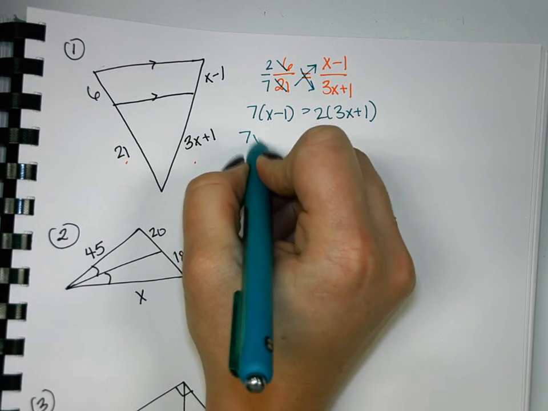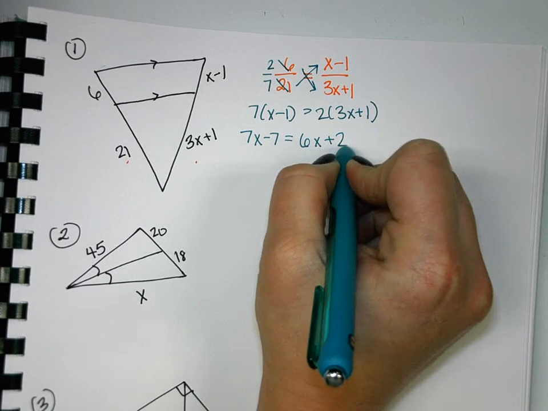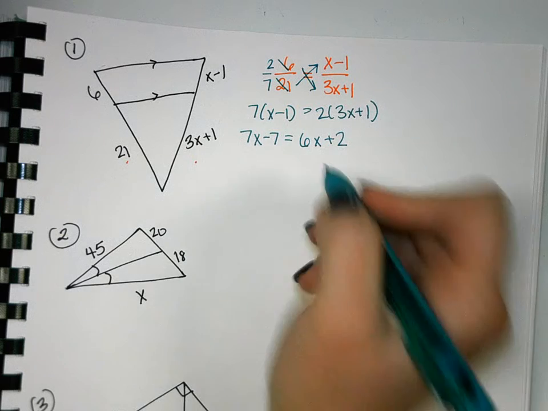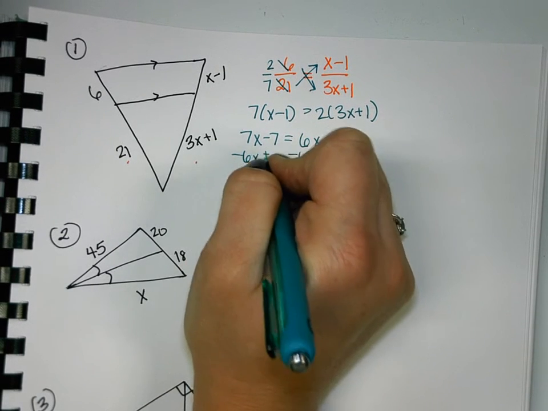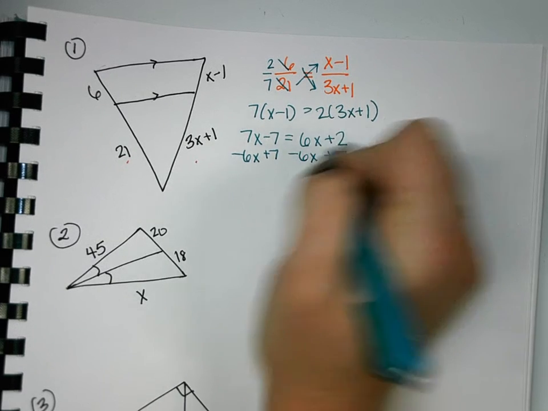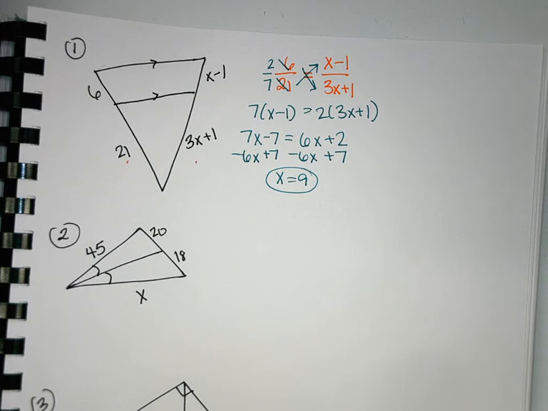Distribute the 7. Distribute the 2. And then I'm going to subtract 6x from both sides and add 7 to both sides. And we get x is equal to 9. Okay, what about the second one? How might you set up the proportion for the second one?